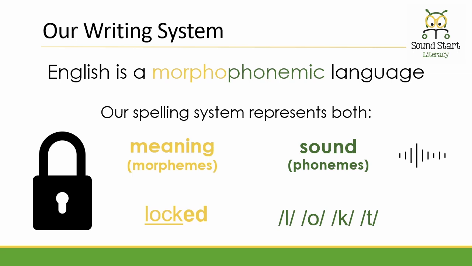Without an understanding of this morpheme, you may spell the word locked L-O-C-K-T. When we teach reading and spelling to students, we need to include both phonics, which is that letter-sound relationship, and morphology, which means teaching about prefixes, suffixes, roots, and base words.